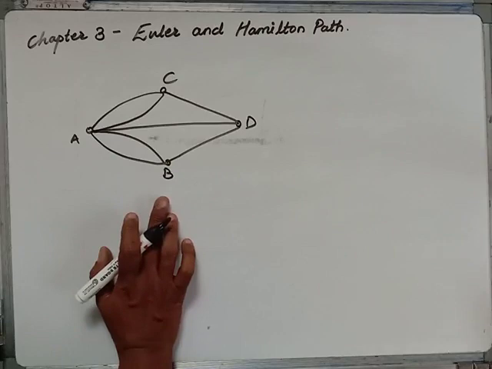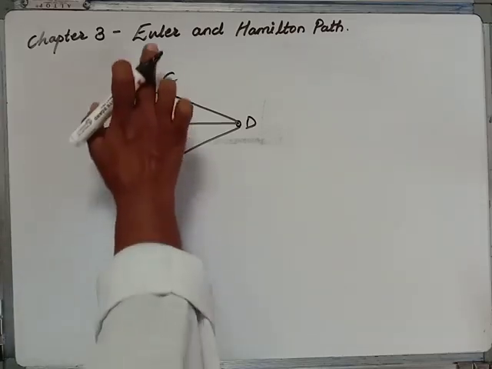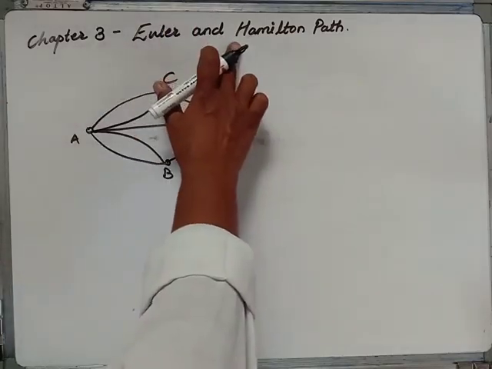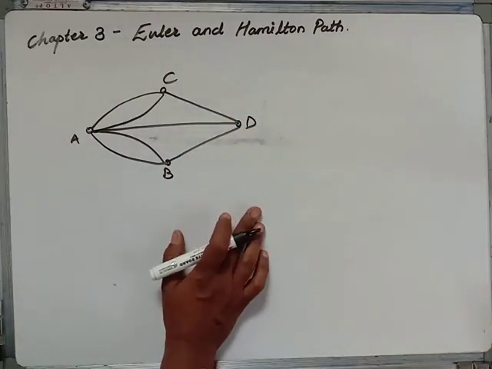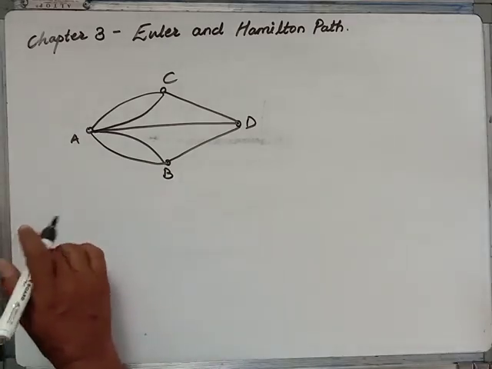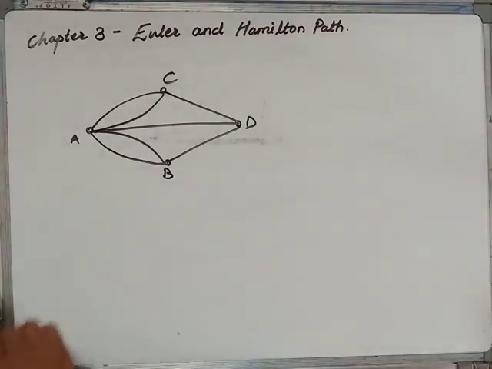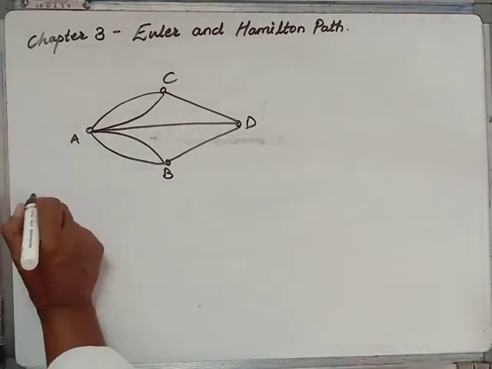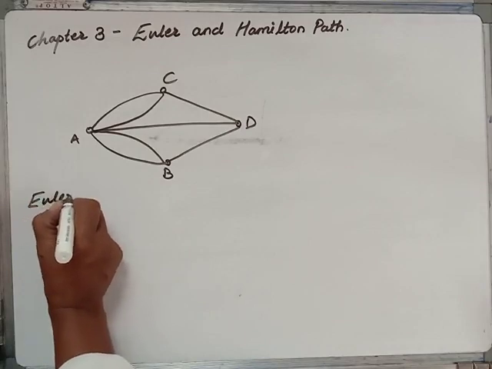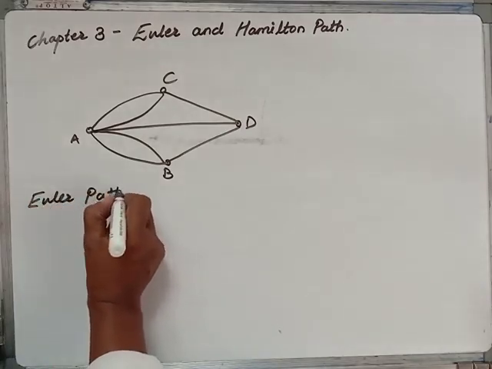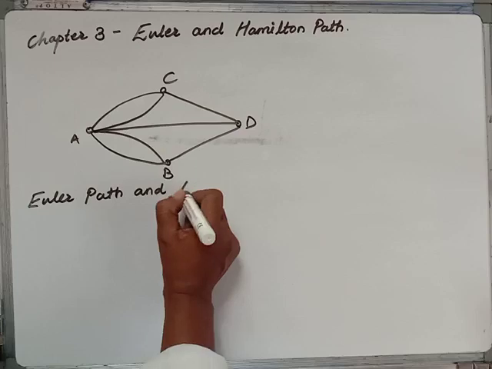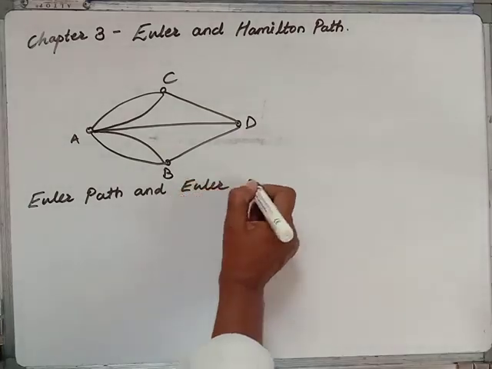So in this chapter we will study these questions which give rise to Euler and Hamilton circuits. The chapter concludes with the applications of the traveling salesman problem and the Chinese postman problem. So let's see the definition of Euler path and Euler circuit.